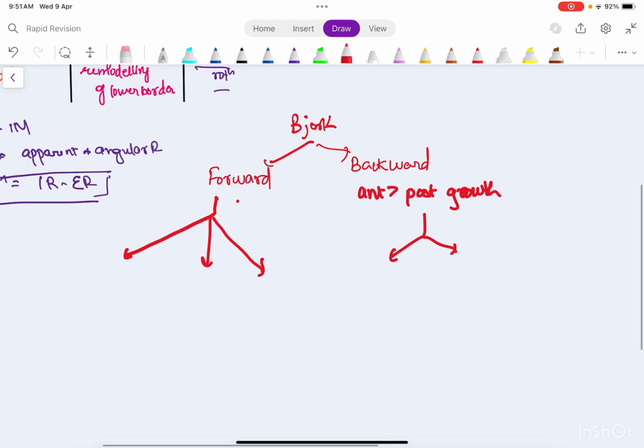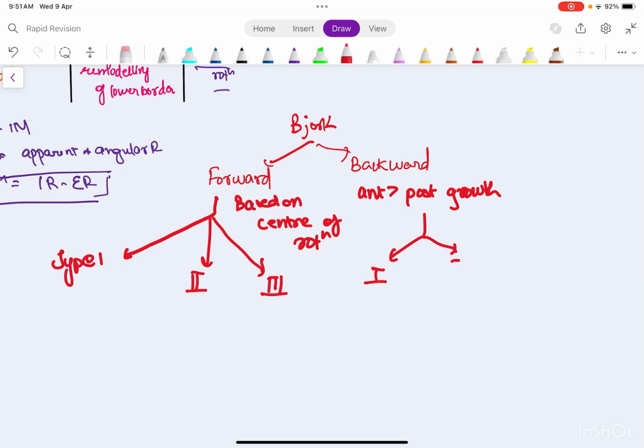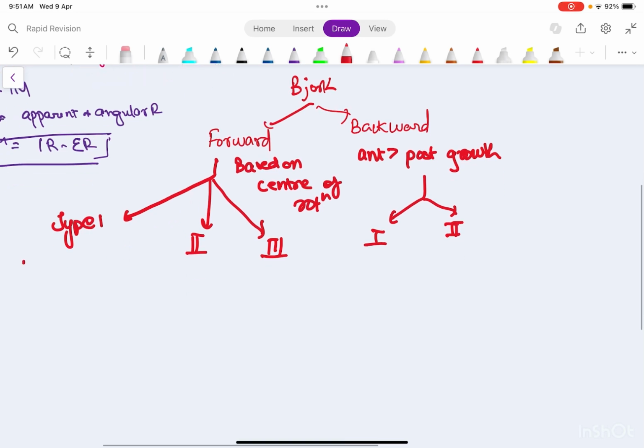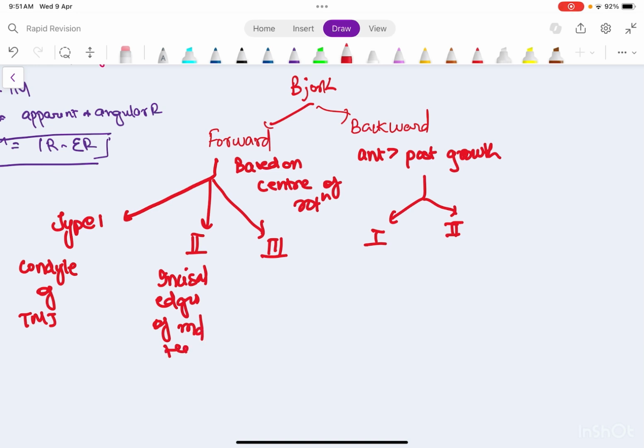Now based on center of rotation, you have to remember where the center of rotation lies for each one. So you have type 1, 2, 3, 3 types in forward and just 2 types in backward. See, in the first one it lies at the condyle of TMJ, then incisal edges of mandibular teeth and center of premolars. Okay, so CIC, or you can remember as CIP, up to you.